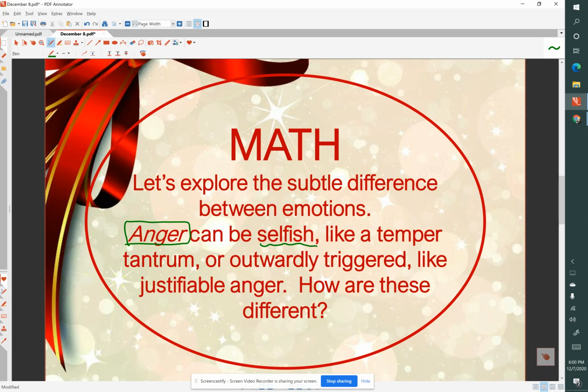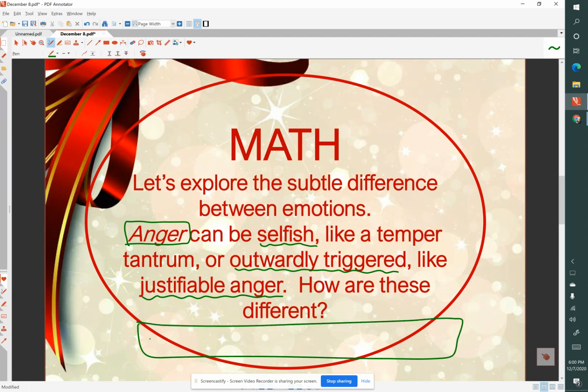But then there's anger that could be, we call it outwardly triggered. Something happens that makes you angry. And sometimes we call that justifiable anger. We saw a lot of people get angry over the summer about some of the racial injustices that were happening. And those protests and all those people marching and protesting and showing up to show their viewpoint and to fight for what they believe is right. Those are excellent examples of justifiable anger. So think about that and write a sentence or two. You can do it right in Teams. You know how to do that.